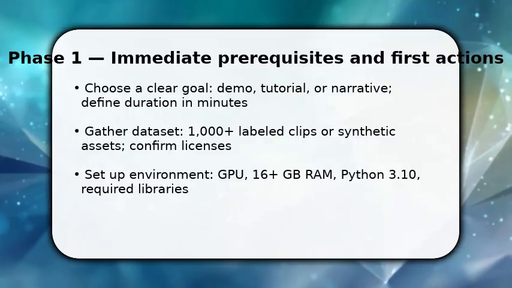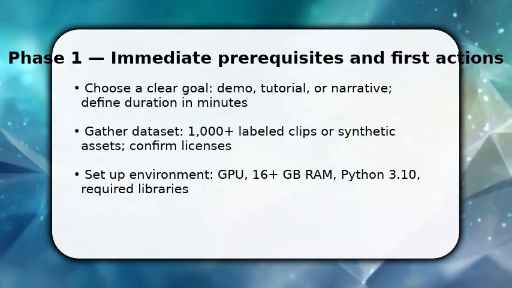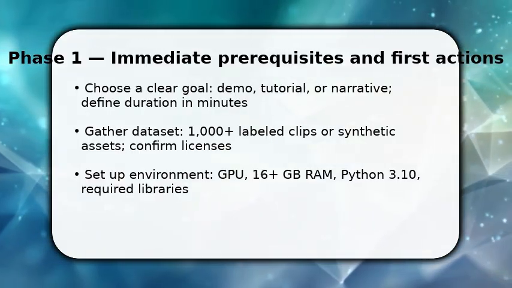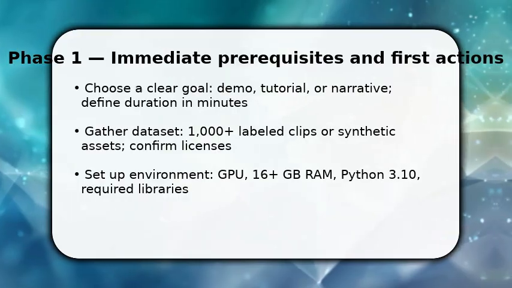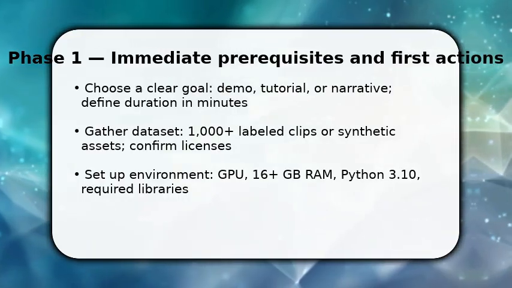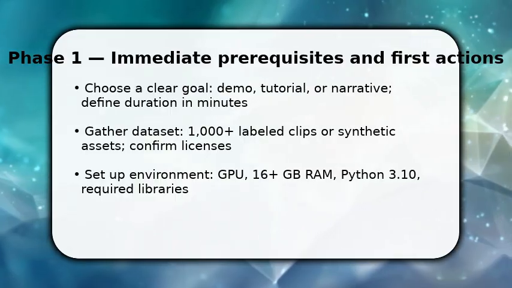You start by picking the single goal for your AI video and why it must exist. This directs every choice. Once chosen, collect or generate a dataset. Aim for diversity and 1,000 plus labeled items if you can.